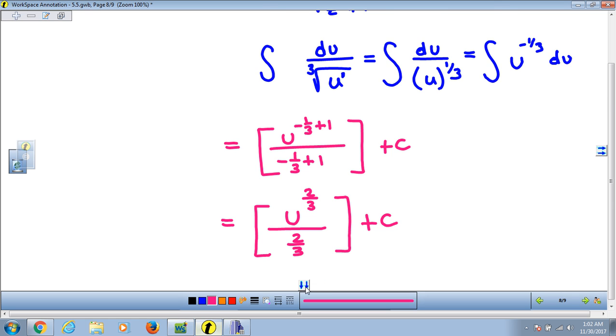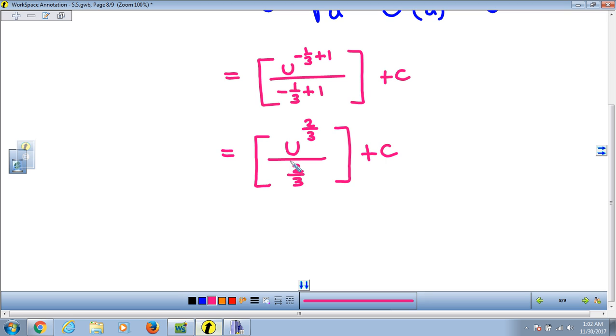So now let's simplify this before bringing in what u is equal to. Imagine again this is a 1, you put it over 1. The 1 in front of the u, you put it over 1. So that's going to be 1 times 3 is 3, 1 times 2 is 2, times u raised to the 2/3, plus the c.